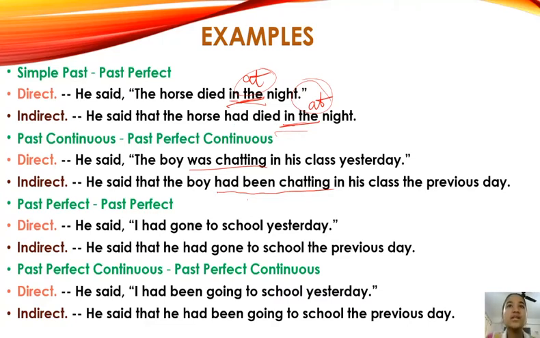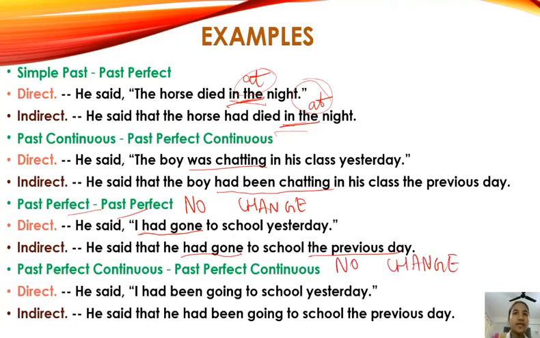Next, he said, "I had gone to school yesterday." Yesterday has changed to the previous day. You will be learning this change in time and place in the upcoming sessions. So now basically you have to focus on the tenses. I had gone to school. He had gone. There was no change. Then past perfect continuous to past perfect continuous. Over here also we notice there is no change. I had been going to school yesterday, that he had been going to school the previous day.